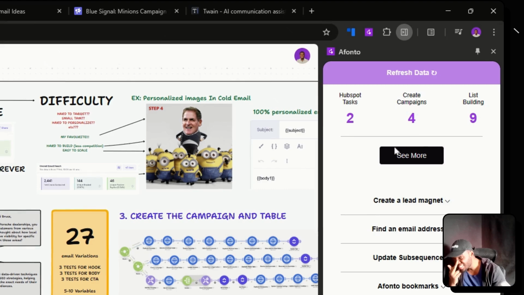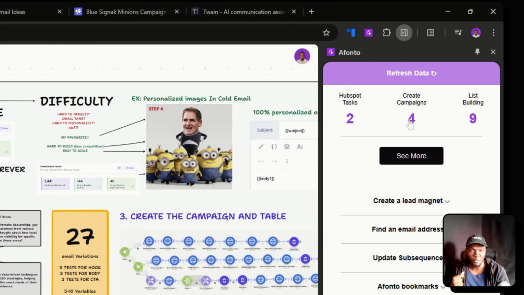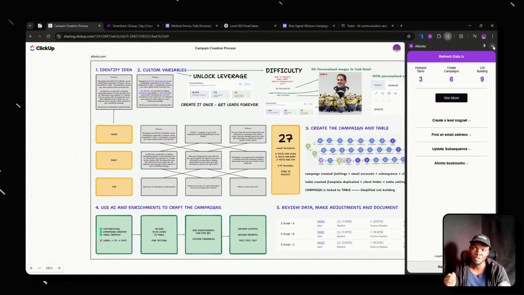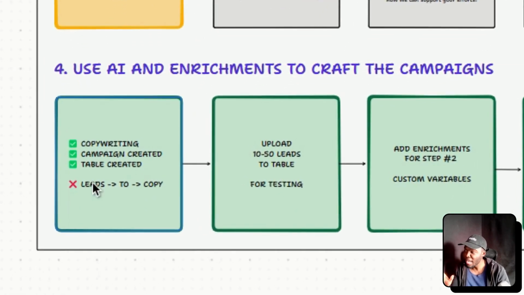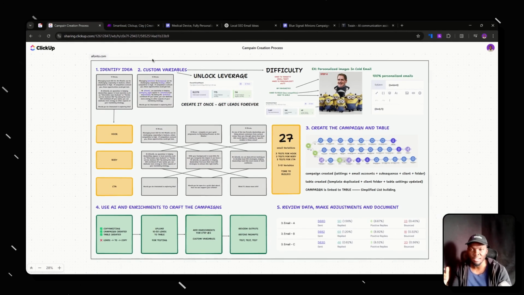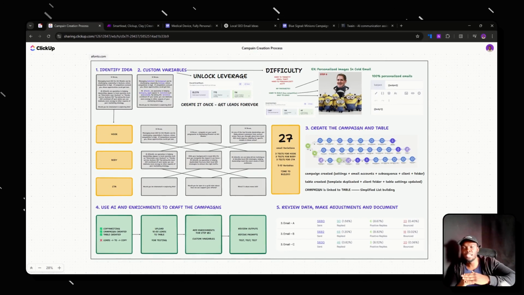And by the way, this is an example of how it looks for me. So I've got a campaign creation section where I know how many campaigns I need to create at all points in time. And as you can see, it just went up to 6 because that's how many campaigns I've got to create today. And so, boom, we've created the campaign, we've created the table. Now, what the purpose of this table is going to be is to get the leads to the copy, right? So leads to copy.